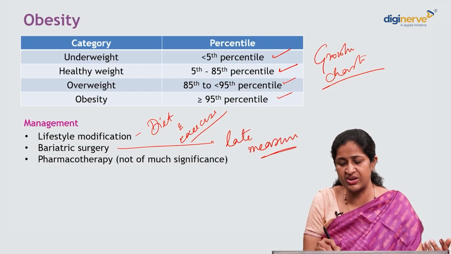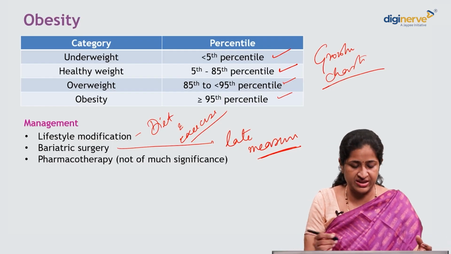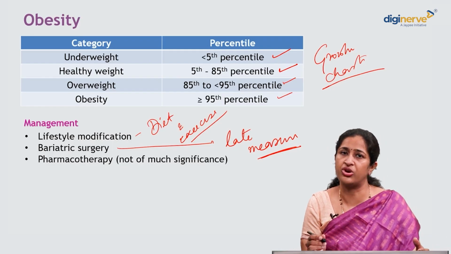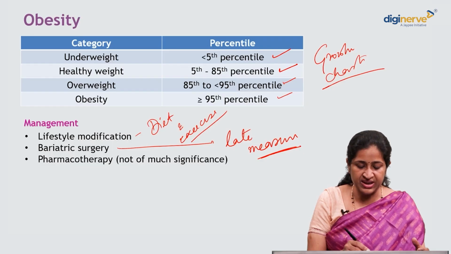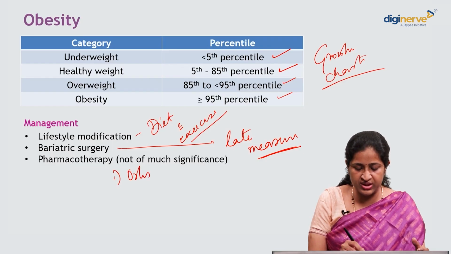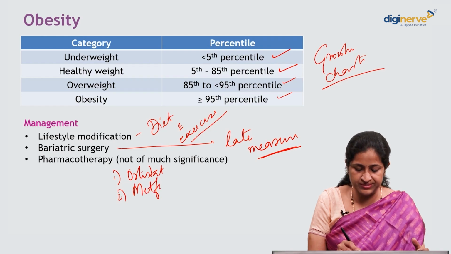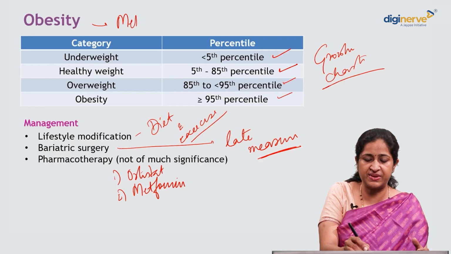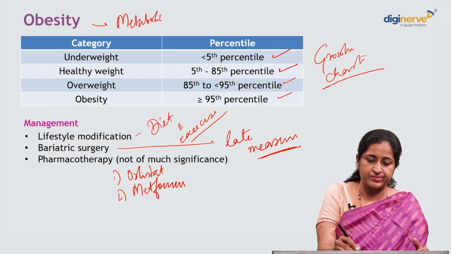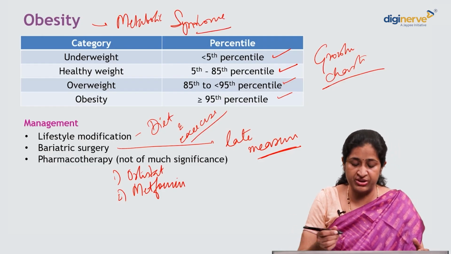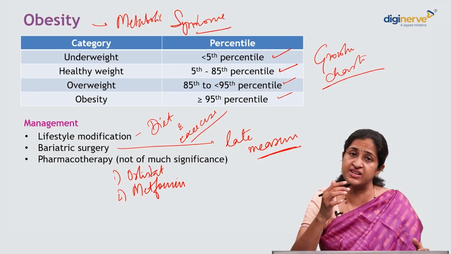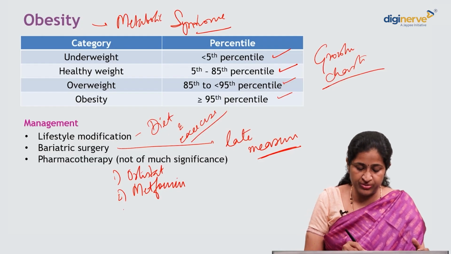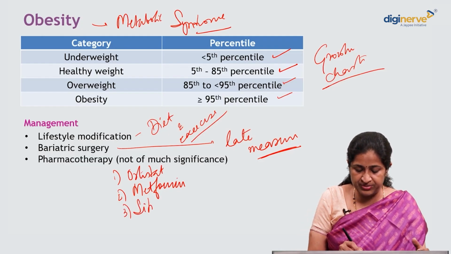I am yet to see a child who has undergone bariatric techniques. Pharmacotherapy also not commonly used in children, but yes, the drugs which can be used are orlistat. Commonly what we use is metformin, because where we see obesity in children is the metabolic syndrome. So for that, metformin really helps. These children, especially the girls, also have PCOD. So metformin is useful. Sibutramine.